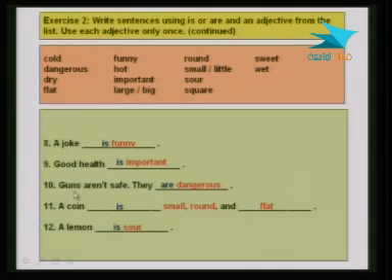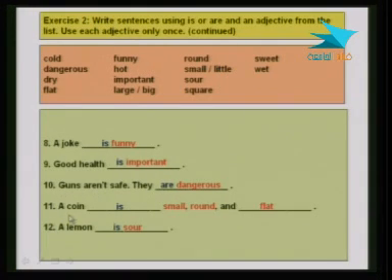This sentence, number 10, is plural because you have guns. Guns aren't safe. They are dangerous. Here, in the first sentence, we have a noun, and in this sentence, we have a pronoun. The verb be here, and the verb be here. It is negative in this sentence, and it is, of course, a positive sentence here. They are dangerous.